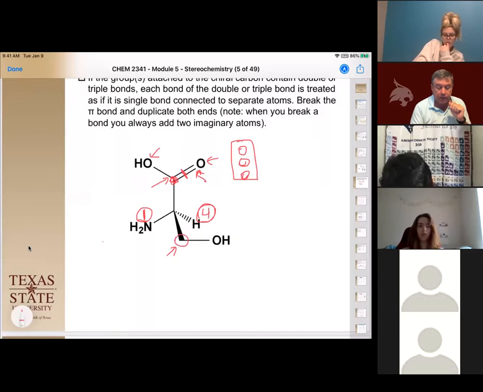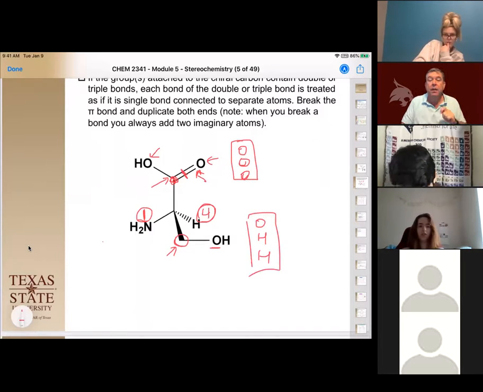Let's look at this carbon right here. We have an oxygen attached to it, and then we have a hydrogen and a hydrogen. Okay, so now we have one with 3 things that have atomic number 8, one that has 1 thing with atomic number 8 and 2 things with atomic number 1. Therefore, this is our higher priority.